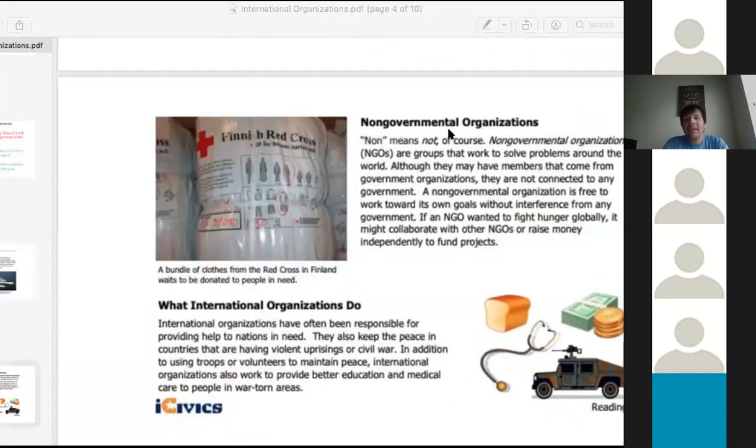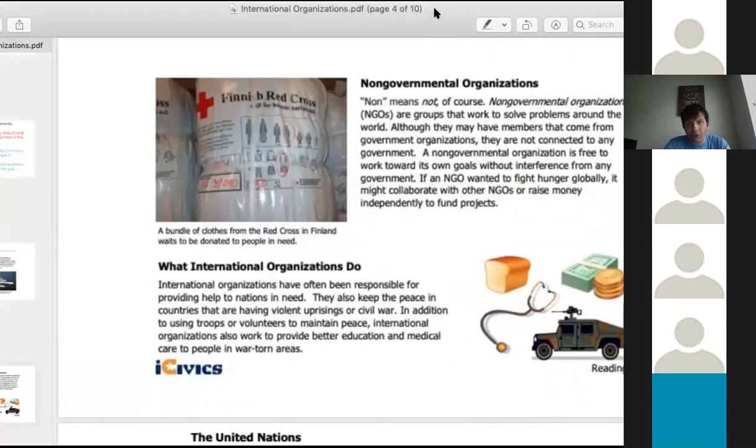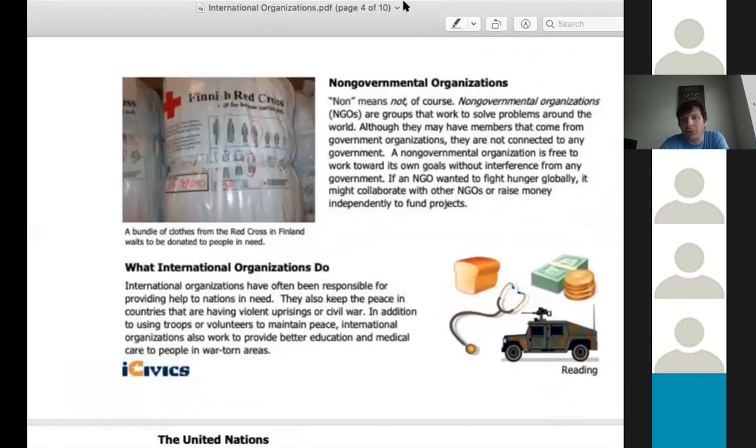You then have these non-governmental organizations, or NGOs, they're sometimes referred to as. Can I have a volunteer to read what a NGO is?